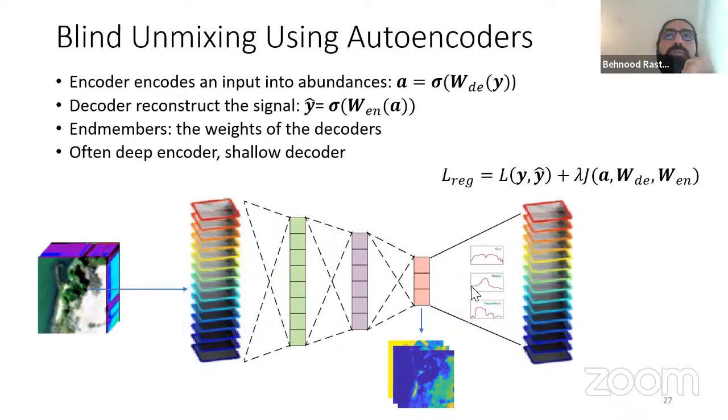And then you have a loss function, which is basically the reconstruction loss. And then maybe you can have a kind of regularizer, which can be dependent on the abundances or the weights of the decoder. You may want to apply an L2 norm on the weights of the encoder, or the weights of the decoder, which are the endmembers.